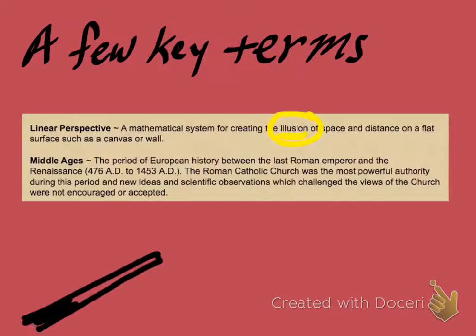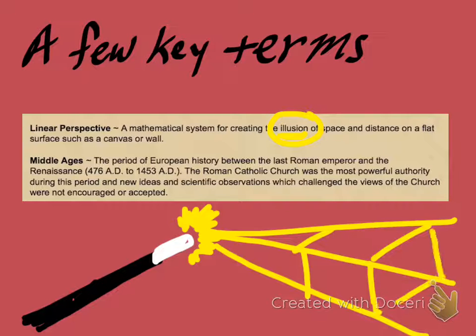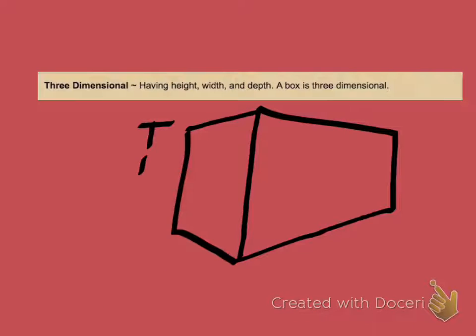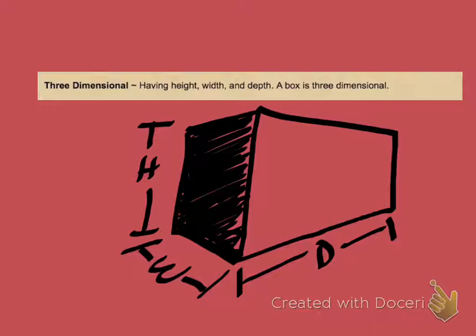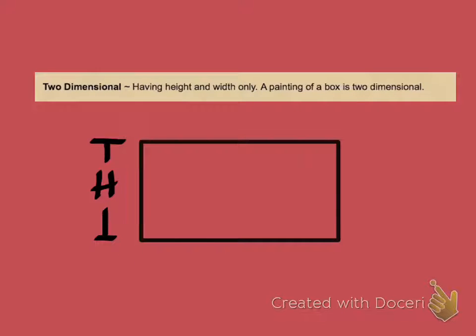Here are a few key terms that will help us through our discovery of linear perspective. A mathematical system for creating illusion. Remember that word, illusion. We'll keep going. Three-dimensional: having height, width, depth. A box is three-dimensional. Two-dimensional: having height and width only. A painting of a box is two-dimensional.